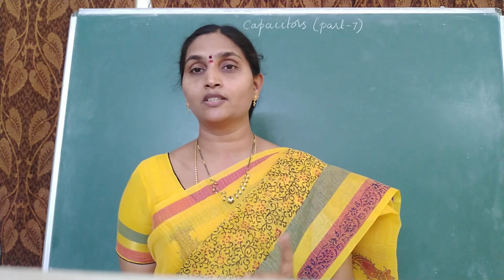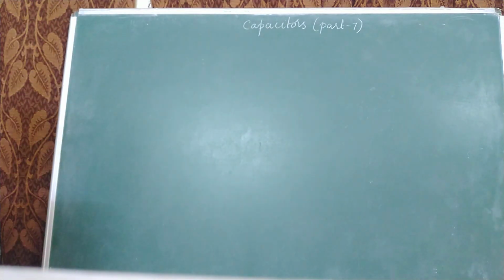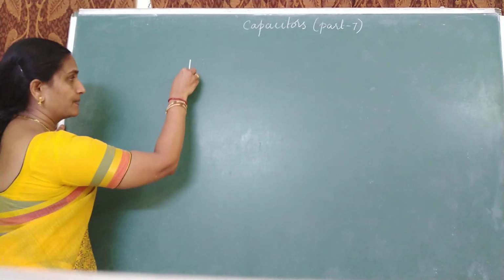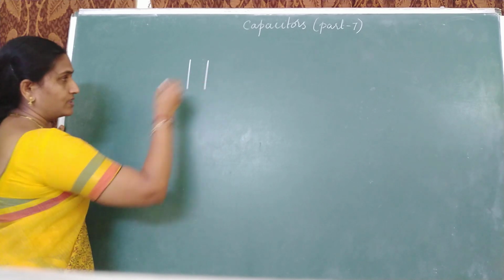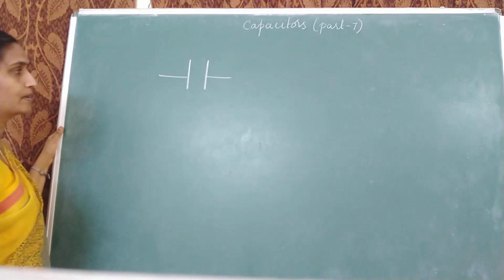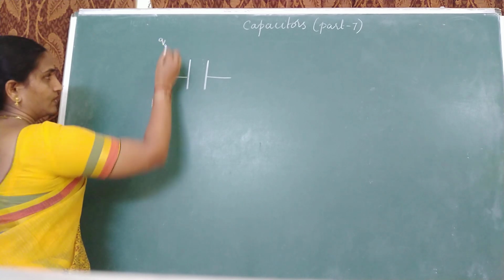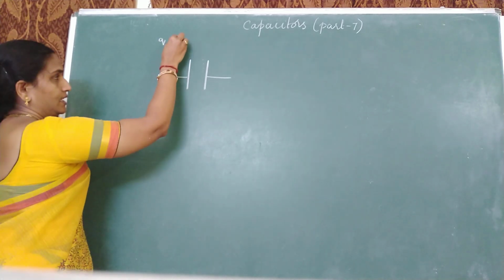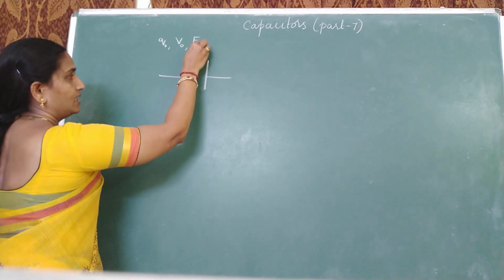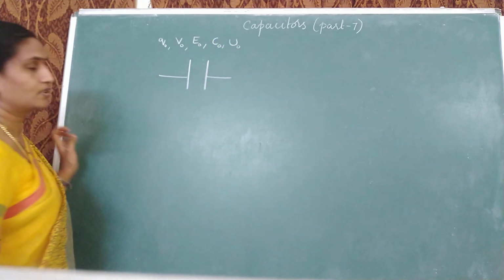Today I again repeat the two concepts we are going to discuss. First, what would happen if a dielectric slab is introduced between the plates of a capacitor with battery and without battery. So assume that this is a charged parallel plate capacitor. All the initial terms I will take with naught. The charge on it is Q naught. Let the potential difference be V naught, and the electric field between the plates is E naught. Capacitance is C naught. Initial energy of the system is U naught.